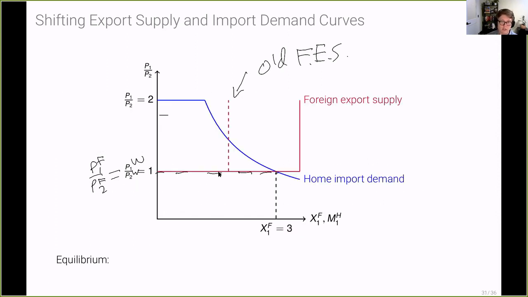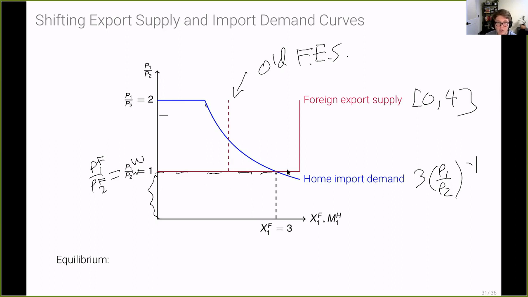And so to just derive the equilibrium, recall that I said that in this part of the curve, foreign export supply is anywhere between 0 and 4. And recall that when we're in this part of the curve, Home's import demand is given by 3 P1 over P2 inverse. And so recall that we can't have foreign's export supply be 0 whenever we go below 1.